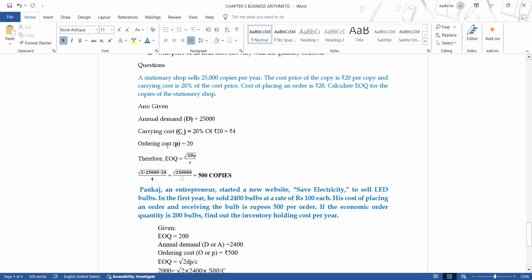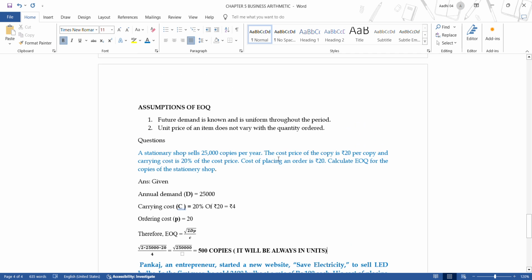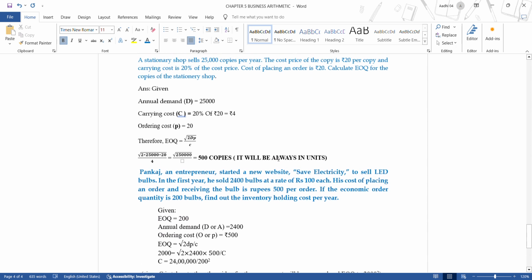When you do the calculation, you will be getting root of 2,50,000, and when you take it out of the root, you will be getting 500 copies. So EOQ will be always in units. This means why? Because economic order quantity simply means how much you need to order. So that is why we always find it in units. I hope this question is clear.